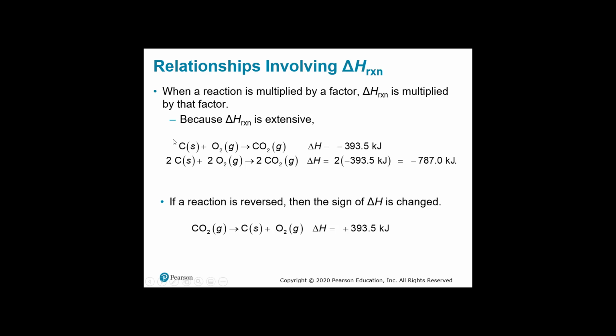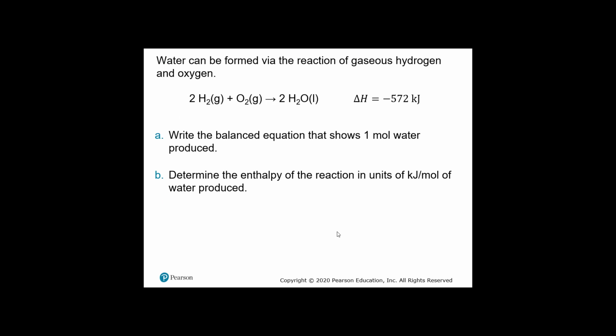In this case, you can see where we had carbon and oxygen producing carbon dioxide, this is the specific value for these coefficients. And if you double that, you also have to double the change in enthalpy value. And if it's reversed, you have to change the sign as well. So everything has to be adjusted if there's a change of any type.